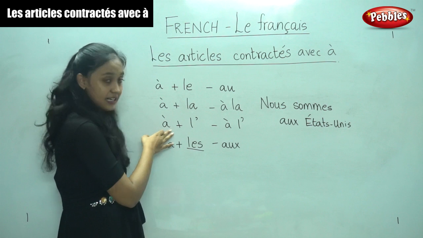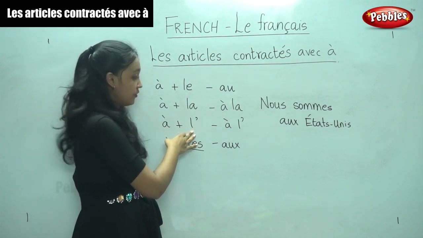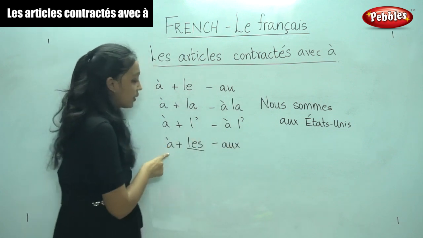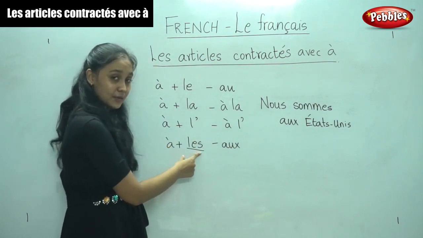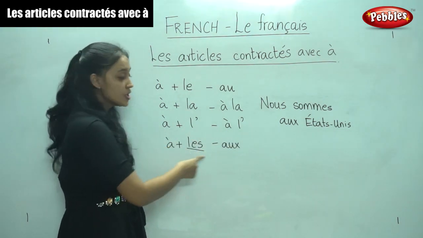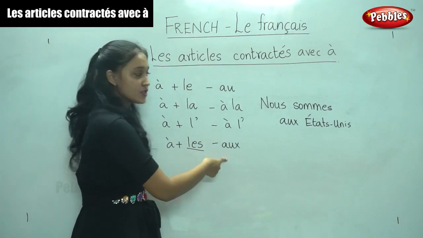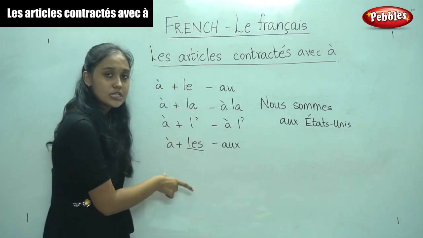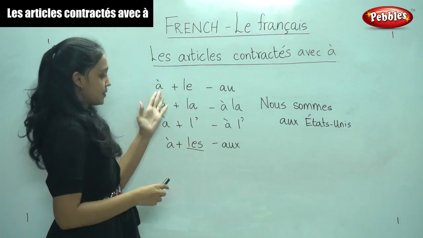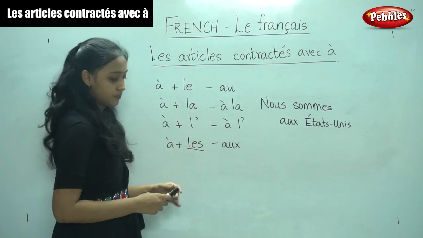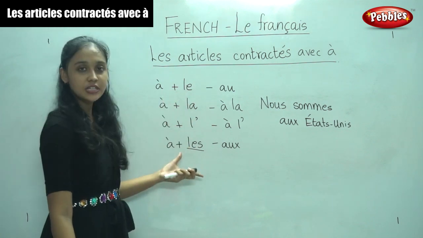Then, when à is followed by l apostrophe, it remains the same. Now, when à is followed by les, which is the plural, it becomes aux. So, à plus les gives you aux. These are the 4 simple rules using the preposition of place and the noun. So, I hope you understood this concept.